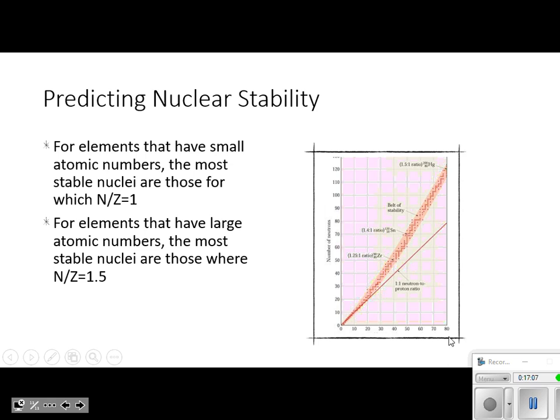Now, this only goes to 80 because when we get over 82 on the periodic table, there are no stable elements. They don't have nuclear stability when we get that high. So basically, how are we relating whether a nucleus is stable or not? What are we comparing to determine if it's stable or not? Yeah, the ratio of the number of neutrons to the number of protons. Okay, excellent.